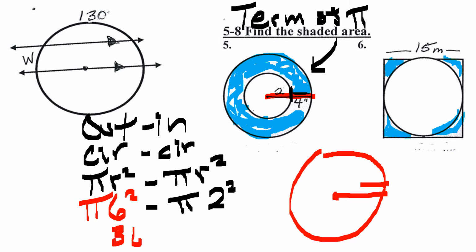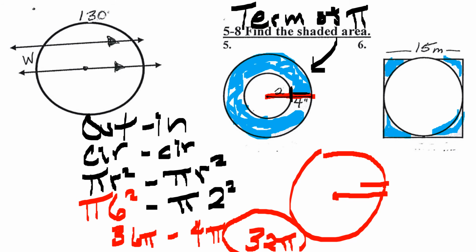All right, so this is 36 pi. Go ahead and square it, minus 4 pi. So your final answer will be 32 pi. And we're just going to leave it like that. That's the way the ACT does it. So we're going to leave it like that.